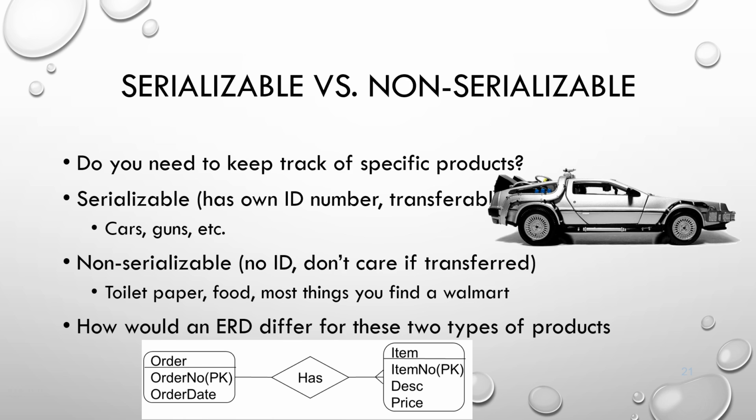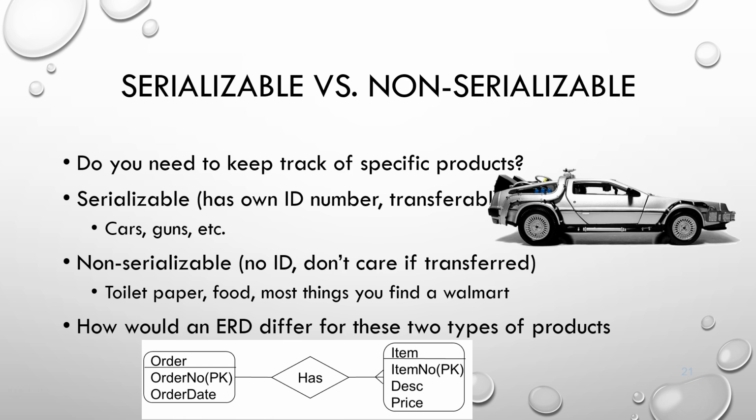So when you need to keep track of a specific instance of a product, it's called serializable. It has its own ID number. It's transferable. That specific item is transferable. Think of a car. A car has a VIN number. This is a serialized product. Now, most products aren't serialized, like toilet paper and food and most things you would buy at a grocery store. These things are not serialized, and when we list them as items, we don't care which specific bottle of shampoo or which roll of toilet paper you've purchased. It's just a roll of toilet paper or a bottle of shampoo. But if you go buy a car, we care which car you purchased. And so we need to know which specific car it was and what its specific ID number was.